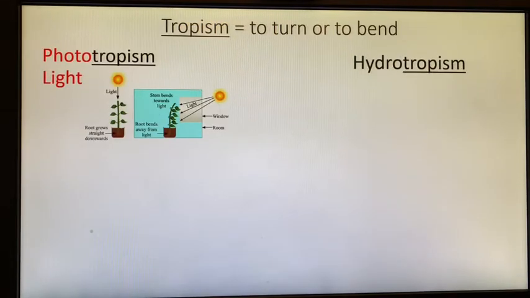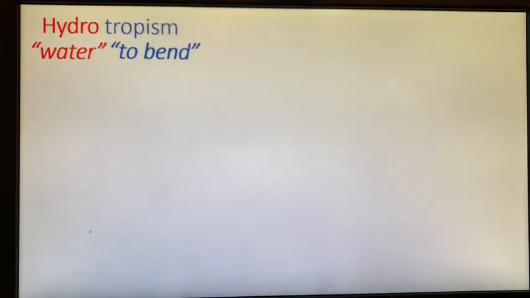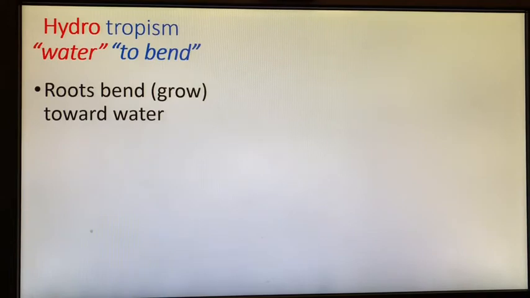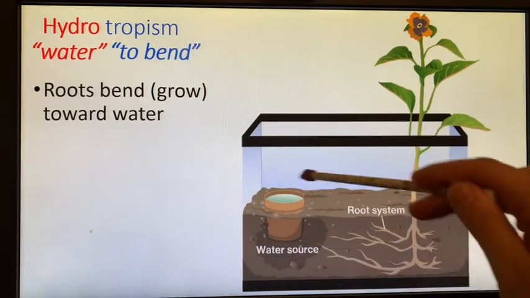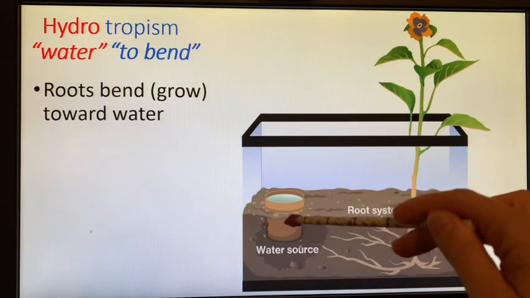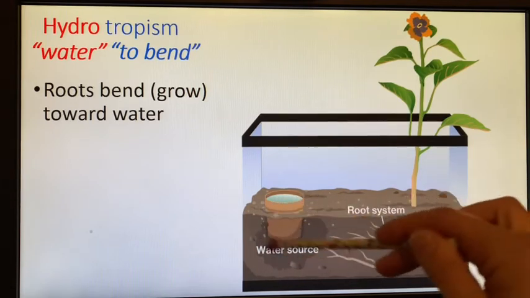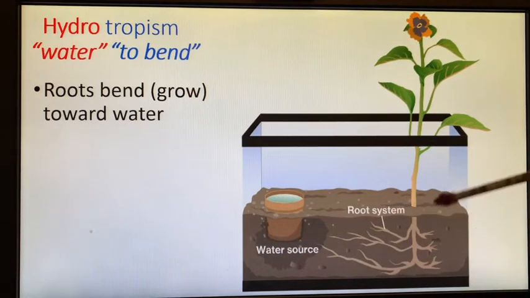Second one, hydrotropism. Hydro meaning water. So roots bend or grow towards water, which totally makes sense because they need water. Plants need water to grow. So we have a plant here, and we can see its roots, a water source. So this is a pot that slowly leaks water into the soil. So the soil over here is really moist, where the soil over here is pretty dry.